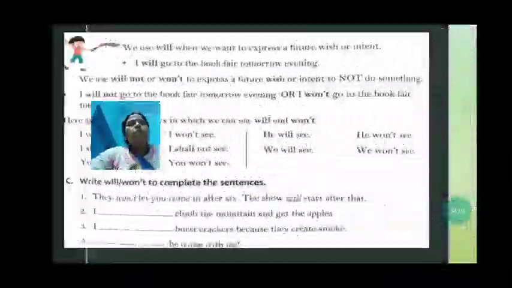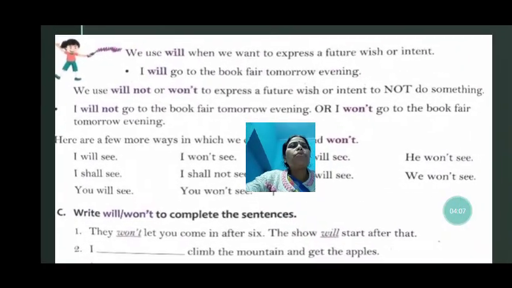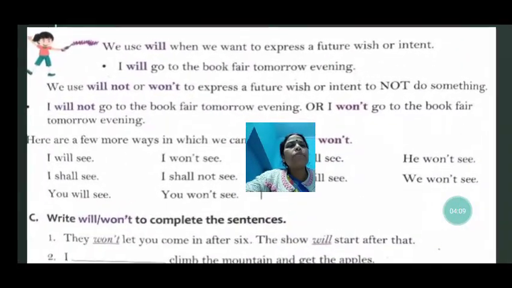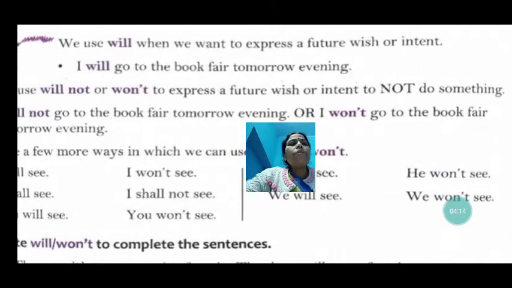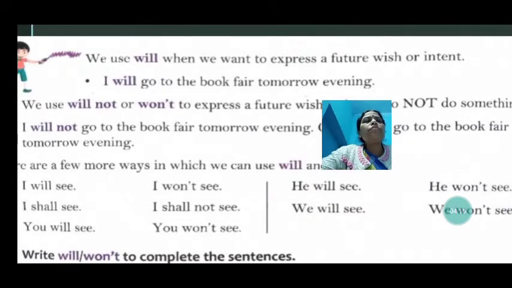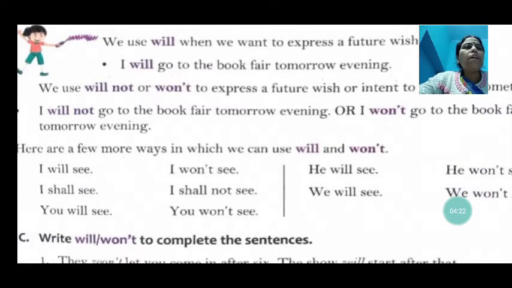Now we use will when we want to express a future wish or intent. So when we want to express our future wish or an intention, at that time we will use will. Like, I will go to the book fair tomorrow evening. Here the person is expressing the wish that he will go to the book fair tomorrow evening. Tomorrow is the future time.